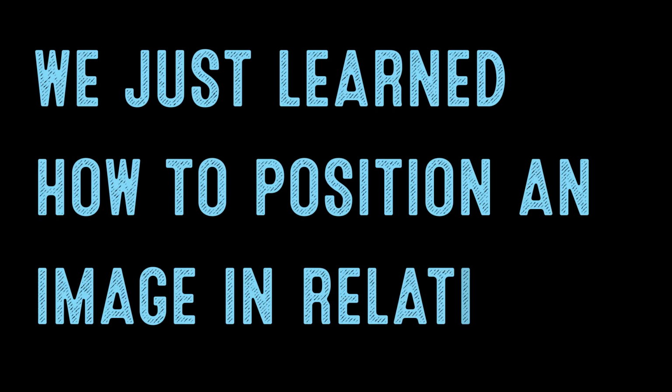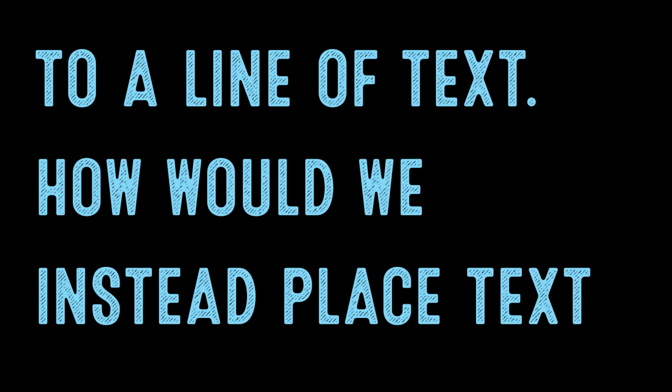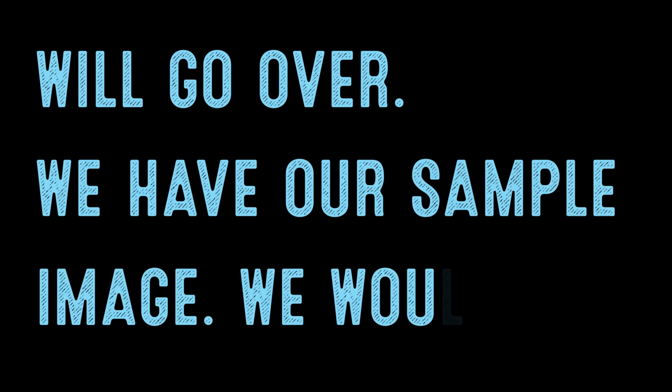The Daily Code Snippet. We just learned how to position an image in relation to a line of text. How would we instead place text on top of an image? Here are the scenarios that we will go over. We have our sample image. We would like to place a label for that image in different positions on the image.